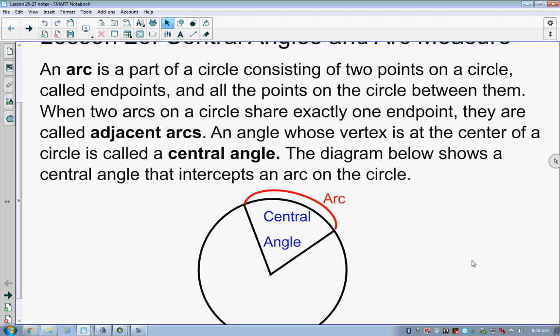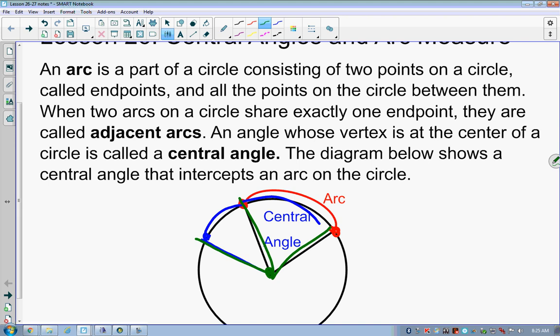Okay, let's see. So endpoints in this case would be here and here. All right, so if I had an adjacent arc, that would be like these two. Those are adjacent to each other. They share exactly one endpoint. An angle whose vertex is at the center of a circle is called the central angle. So if this is the center, then this angle is a central angle.